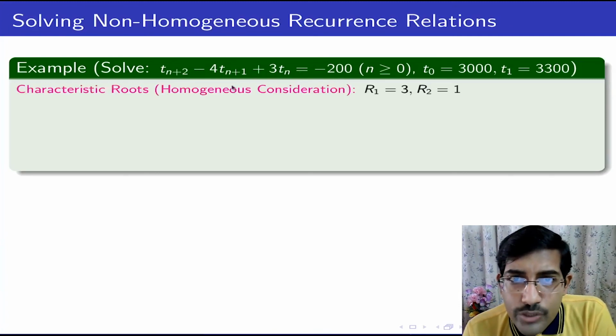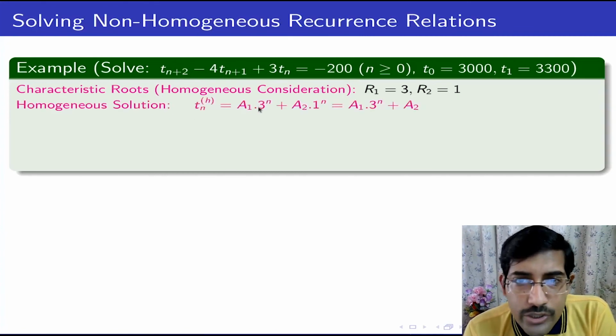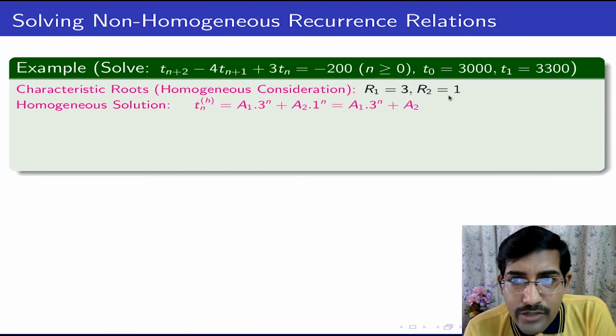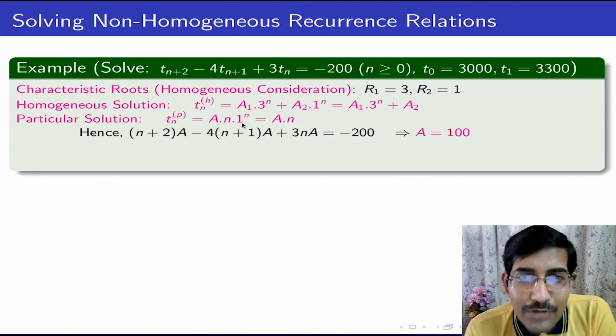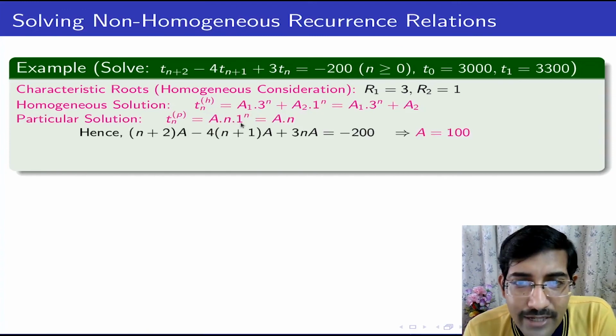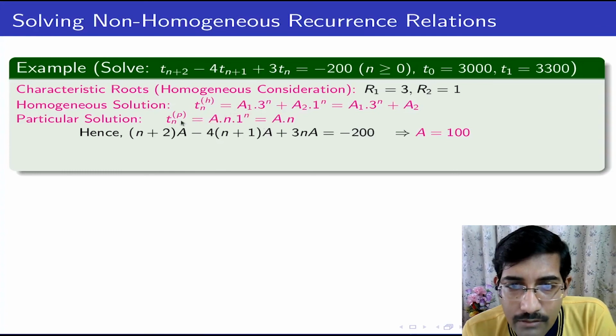So our approach is first the homogeneous part, that is getting the characteristic equation x square minus 4x plus 3 equal to 0, which gives me 2 roots, 3 and 1. Homogeneous solution is a1 3 to the power n plus a2 1 to the power n. This part is minus 200 into 1 to the power n. So the particular solution has to be made linearly independent. n into 1 to the power n into a is my particular solution part. So this is an.